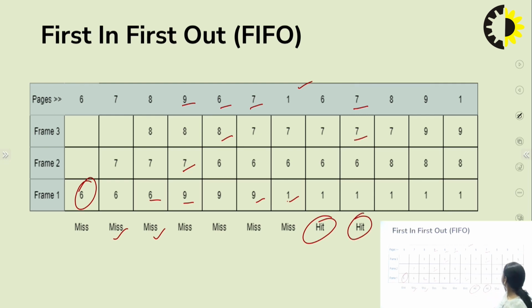Next is 8. 8 is not in the main memory. That's why we have to replace one particular element, which is 6, because this is the first element for which we allocated memory. Next is 9. 9 will replace 7. Next is 1. 1 is already in the main memory. That's why it is known as a hit.